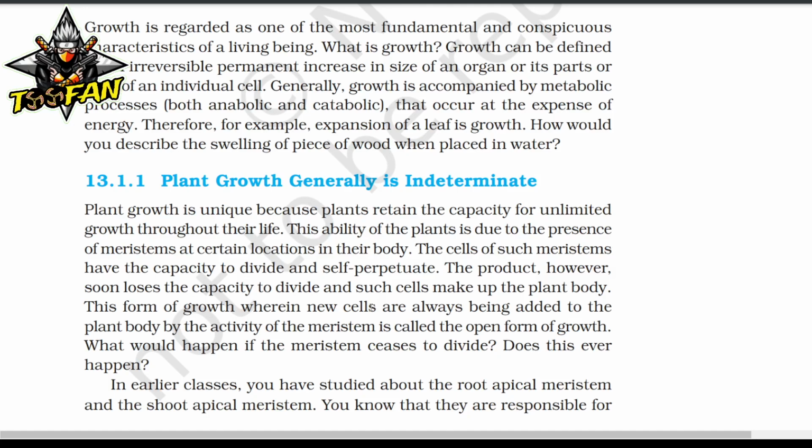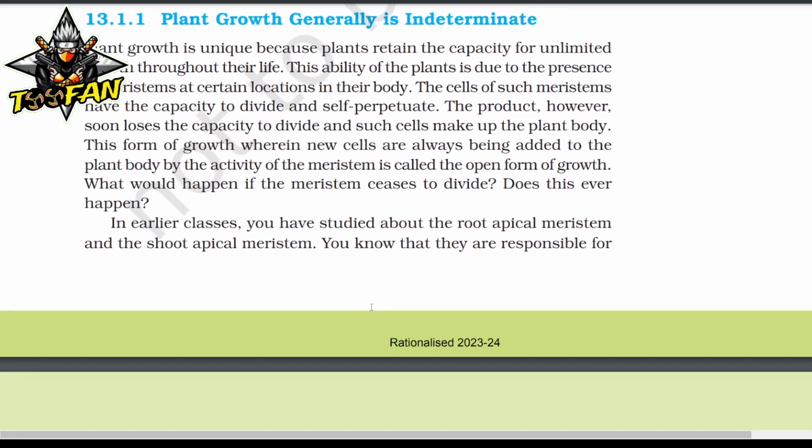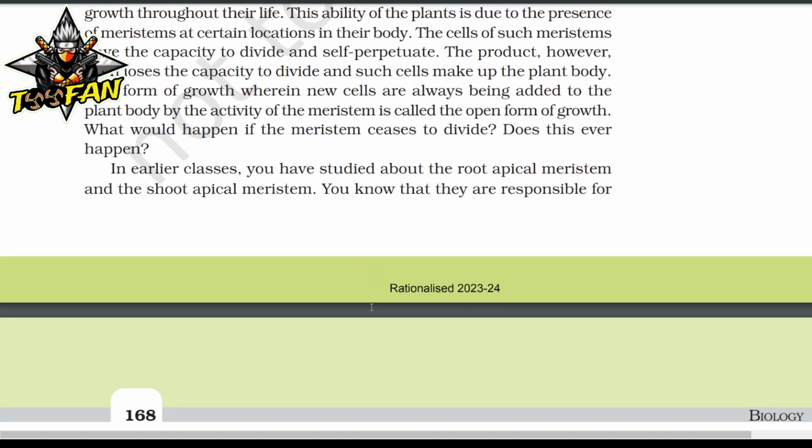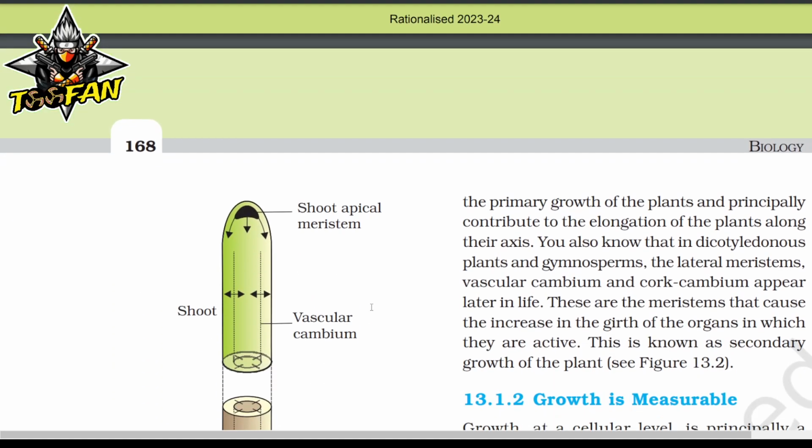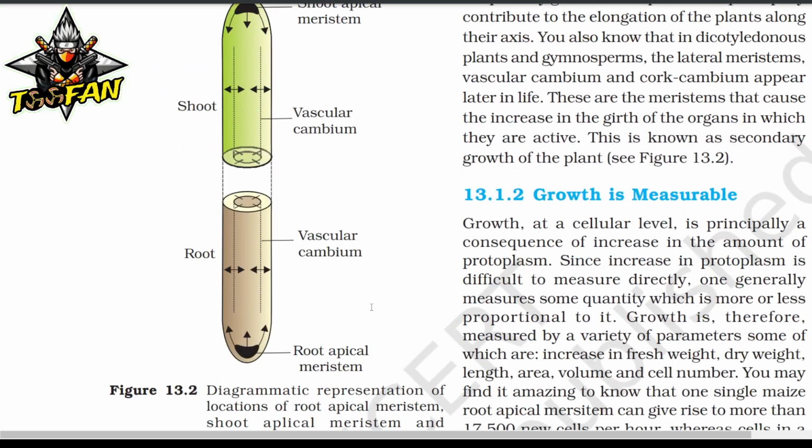What would happen if the meristem ceased to divide? Does this ever happen? In earlier classes, you have studied about the root apical meristem and the shoot apical meristem. You know that they are responsible for the primary growth of the plants and principally contribute to the elongation of the plants along their axis. You also know that in dicotyledonous plants and gymnosperms, the lateral meristems, vascular cambium and cork cambium, appear later in life. These are the meristems that cause the increase in girth of the organs in which they are active. This is known as secondary growth of the plant.